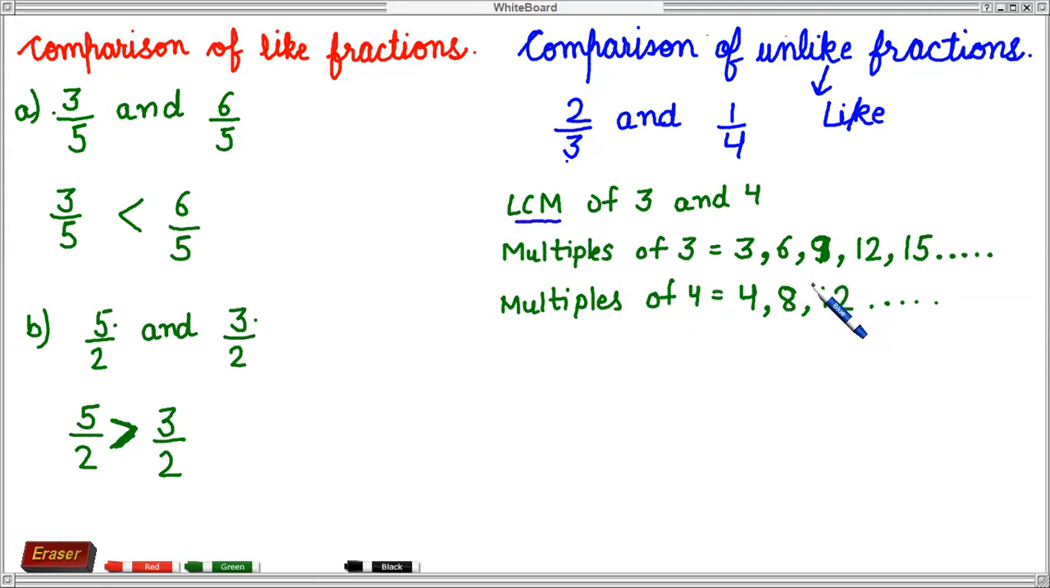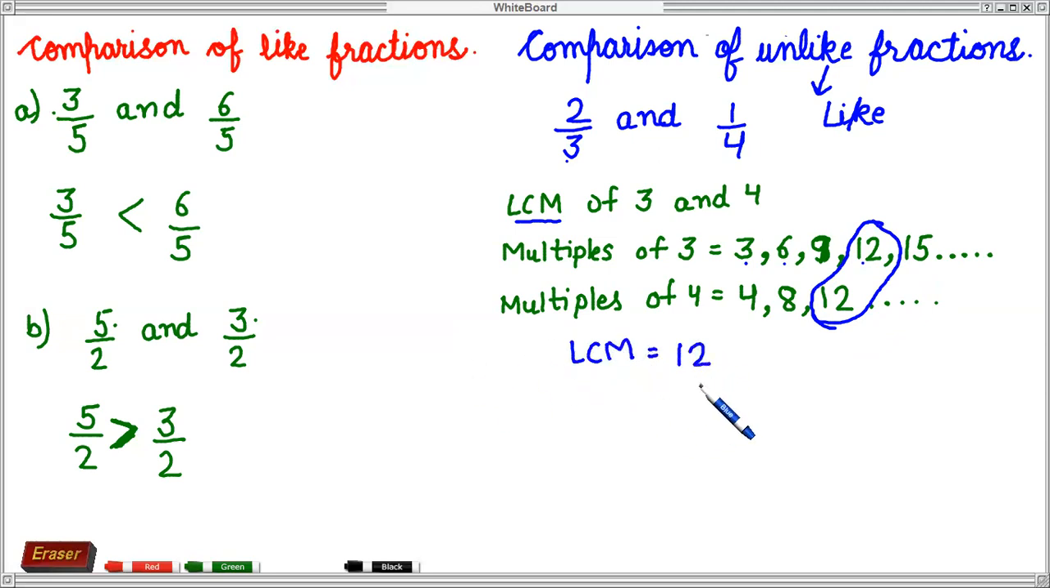As you can see, 3 is here, but it is not here. 6 is here, but it is not here. 9 is also not here, but this 12 is a multiple of 3 and a multiple of 4 also. So this is the least common multiple of 3 and 4. So we can write LCM is 12.